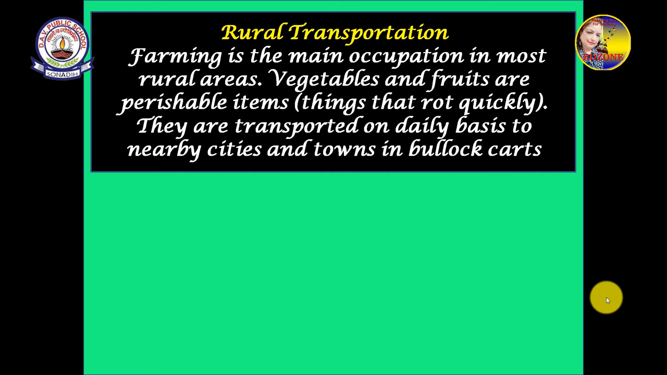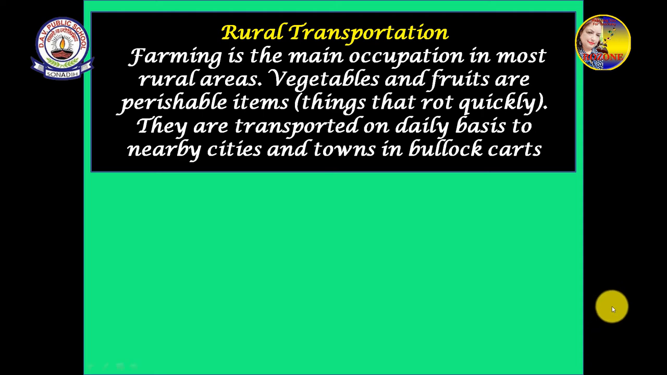Farming is the main occupation in most rural areas. All of you know that when we go to villages, the main occupation is farming. The farmers earn money by doing farming. Vegetables and fruits are perishable items. Perishable means they get spoiled very soon. One day only they can remain outside. When we buy them at home, we keep them in the fridge and they last 2-3 days, but outside the fridge they will not last for long.